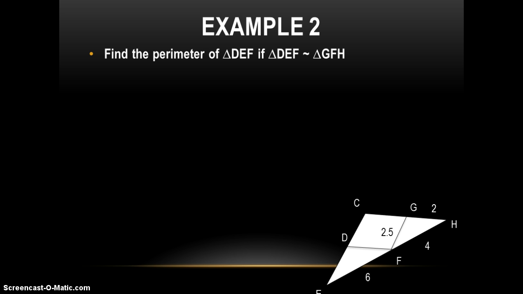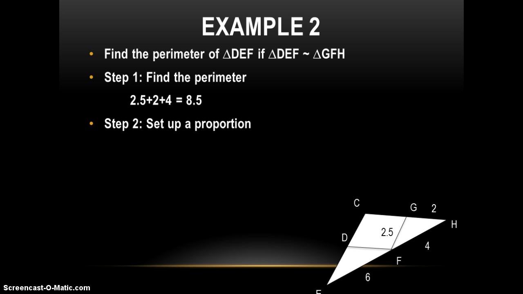So for example 2, we want to find the perimeter of triangle DEF if triangle DEF is similar to triangle GFH. So step 1, we're going to find the perimeter. Now we look down and we see that we have the three side lengths of triangle GFH. So we're going to have 2.5 plus 2 plus 4 equals 8.5.